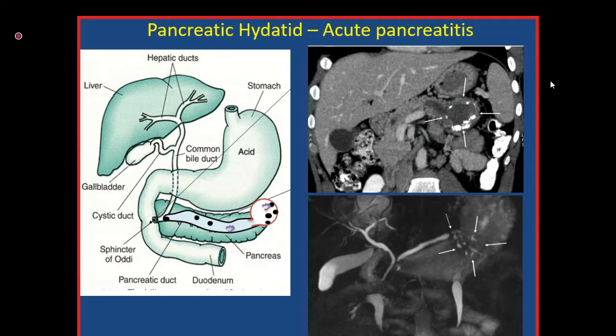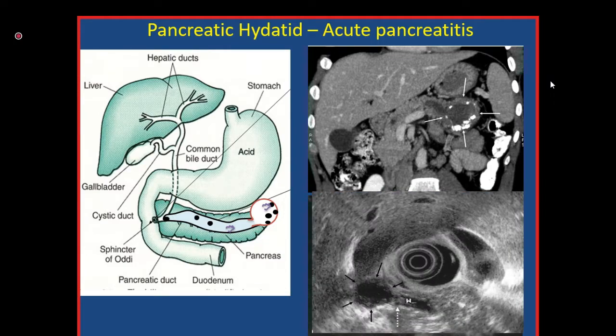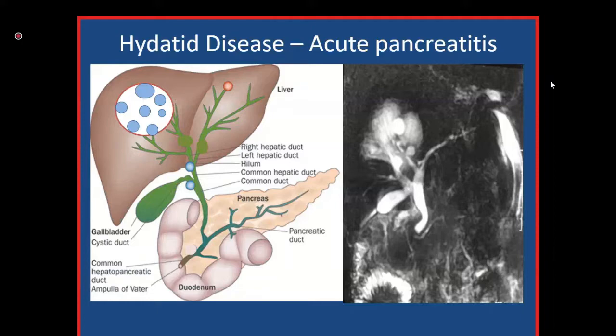Here you can see the dilated pancreatic duct in the distal body and the tail region, which is freely communicating with the pancreatic hydatid cyst. Here in the US also, they demonstrated the communication between the pancreatic duct and the cystic lesion. Ours is the second case.